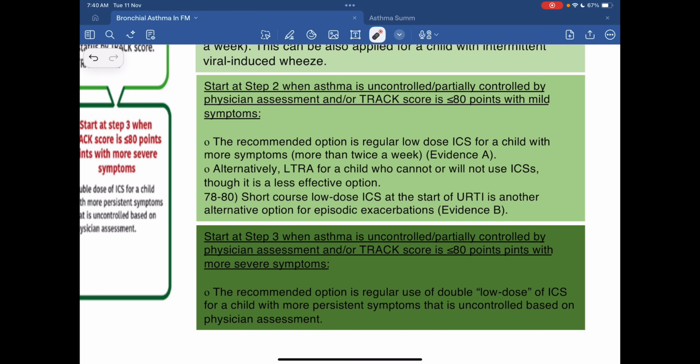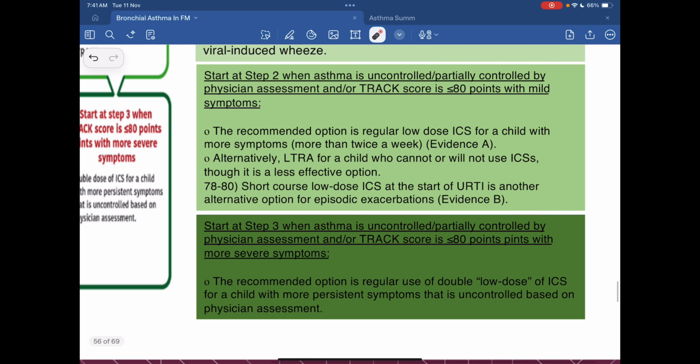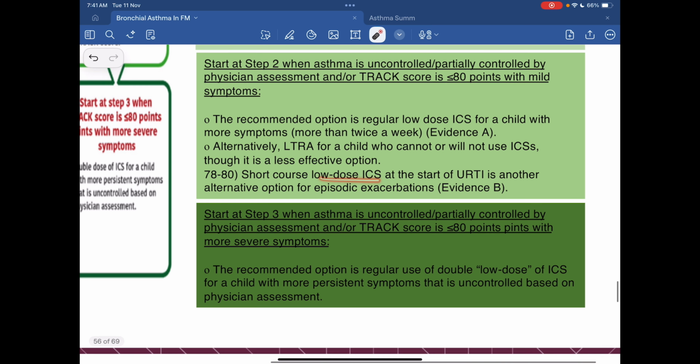طيب إذا كان uncontrolled or partially controlled and the mild symptoms، we start on a regular low dose ICS for a child with more symptoms، طيب mild symptoms. Alternatively نستخدم ال leukotriene receptor antagonists نفس أول. A short course of low-dose inhaled corticosteroids at the start of an upper respiratory tract infection is another alternative option for episodic exacerbation. بس يعني نفس التريتمنت في النهاية، low-dose inhaled corticosteroids.